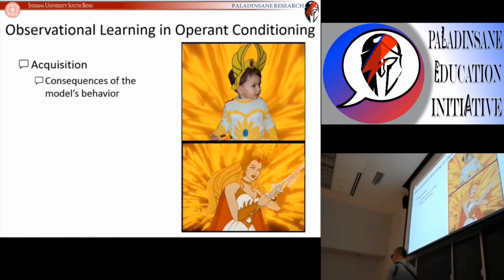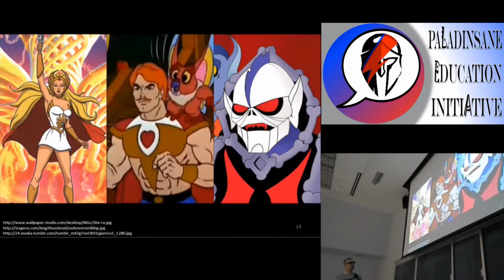So just to briefly recap acquisition, the first factor of acquisition is the consequences of the model's behavior. The more the model is reinforced for doing their particular behavior, the more likely the observer is to acquire that knowledge. The more the model is punished for doing their behavior, the less the observer is likely to acquire that knowledge as well. If you take a look at the 1985 She-Ra cartoon, She-Ra is highly reinforced for just about everything that she does. This is a 1980s cartoon. The good guys always win, usually with relative ease. So she was highly reinforced for all of her actions.